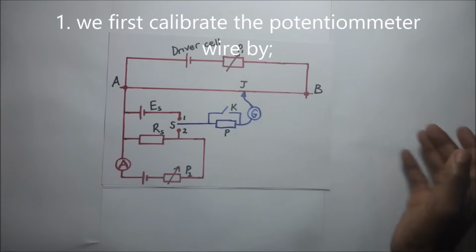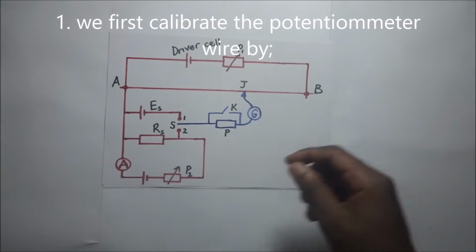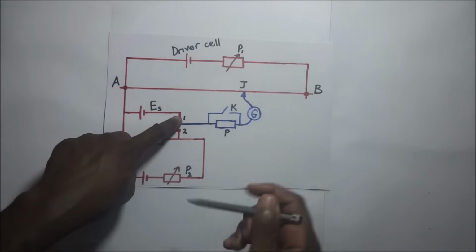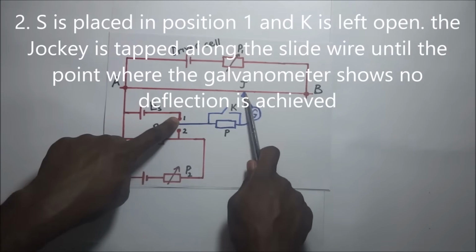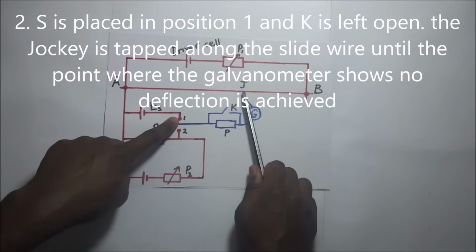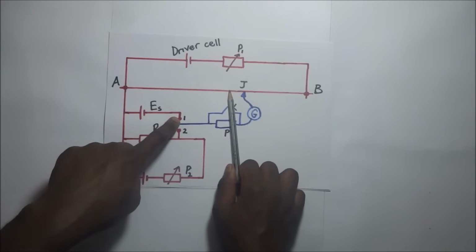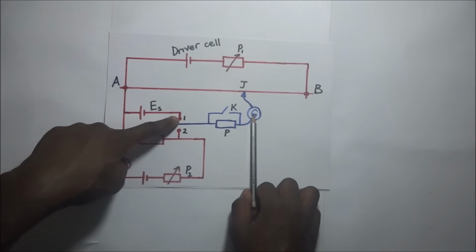Of course, first of all, we will establish our experiment and connect it like we have seen right there. After connecting our circuit diagram like that, we are going to put S to position 1 with K open. When we put S to position 1 with K open, we slide this jockey along AB. When we slide this jockey along AB, we will get an approximate balance point, and that approximate balance point is gotten when the galvanometer shows no deflection.